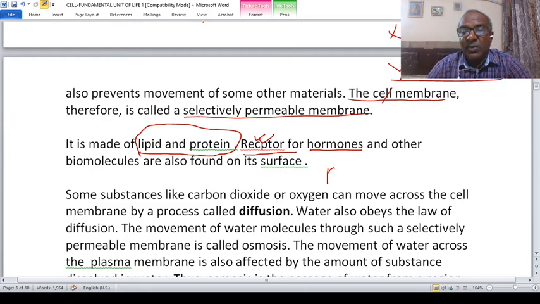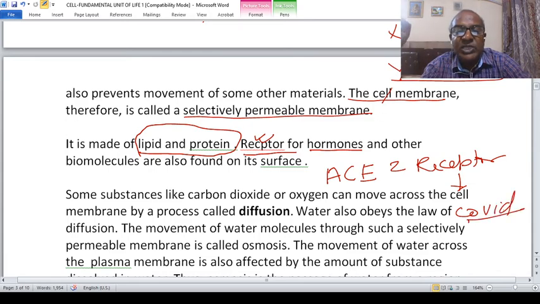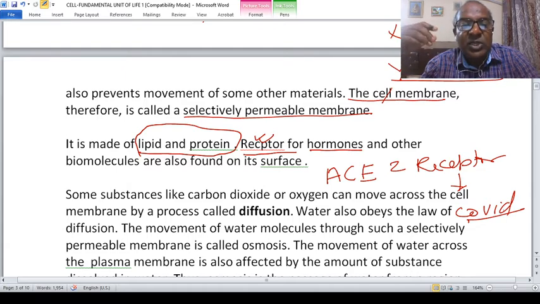You might have heard about a receptor called ACE2 receptor. The COVID virus gets attached to the ACE2 receptor, which are present in the respiratory system, respiratory tract and in the oral cavity, and that is how the COVID virus gains an entry inside the cell.